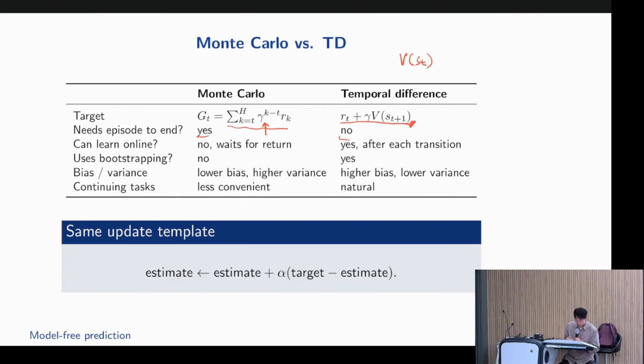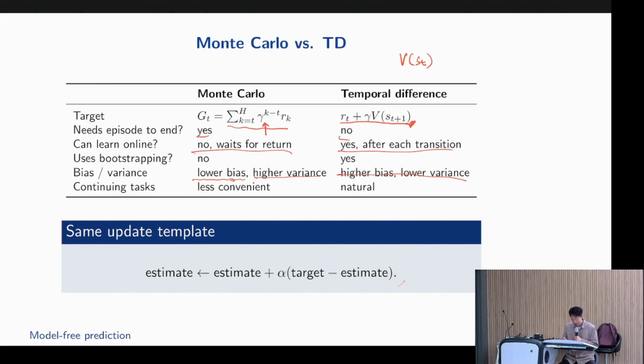Anyways, TD learning can learn online. As you receive a sample, you can immediately update your values. But with Monte Carlo, you need to wait until you can compute the return by hitting the horizon. And for bias and variance, I'm only going to briefly mention that Monte Carlo has lower bias in the return estimate and higher variance, and TD learning has higher bias and lower variance.